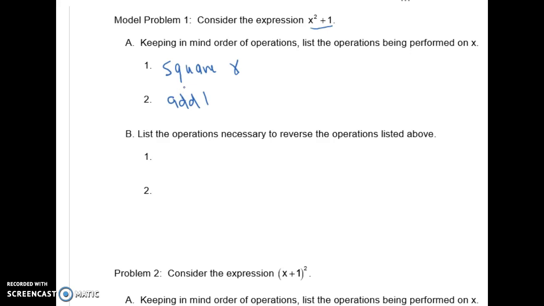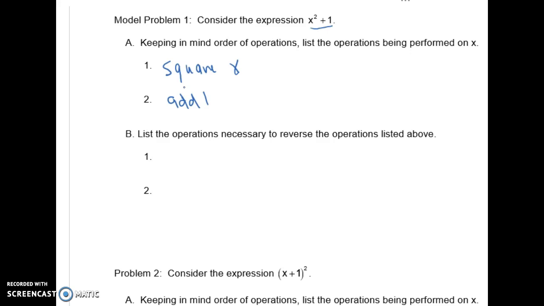Now, order of operations says we're going to do multiplication before addition and subtraction, but we're going to do any exponents before we do any of that. We do have an exponent that's 2, so we're going to do our exponent first, squaring x, and then adding 1. But to reverse it, we want to go backwards. So we want to get at what was that number. So let's say we know that x squared plus 1 equals something like 15. We want to know what value of x made that happen.